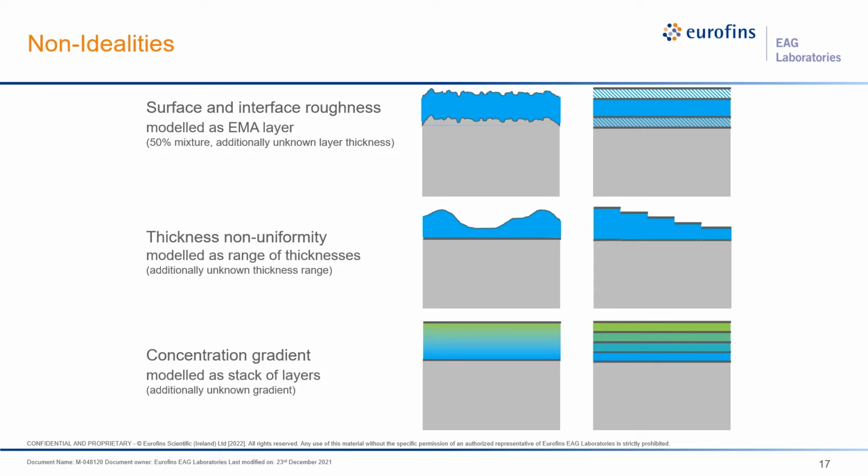Thickness uniformity can also be modeled by assuming a range of thicknesses in the analysis, as shown in the second part of the slide. Concentration gradients perpendicular to the surface of the samples are modeled as a stack of layers with increasing or decreasing values of the optical constants. You should note, of course, that incorporating sample non-idealities in the analysis always leads to additional fit parameters and hence a more complicated fit.